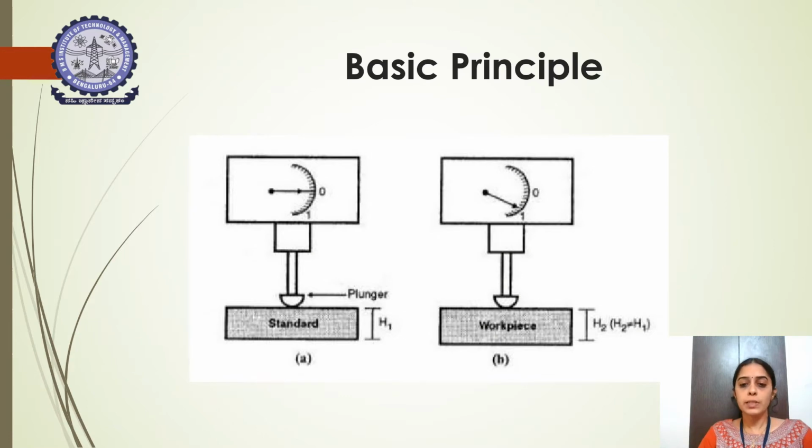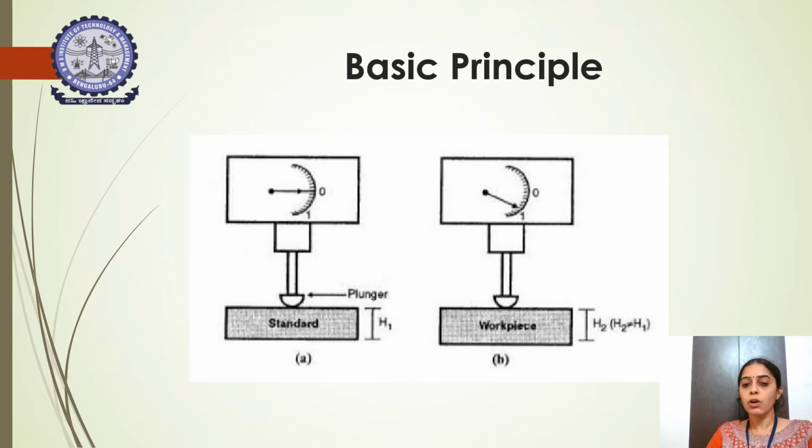So this is the basic principle that we use. Here it shows the dial indicator, and you will have a plunger which moves on the standard, and accordingly with H1 you will know the height of the standard, how much it is. If the plunger shows no deviation and this height is almost equal to it, there is no error in the deviation. Later, after measuring the standard, you will place the workpiece in the place of the standard and you will measure the dimension.